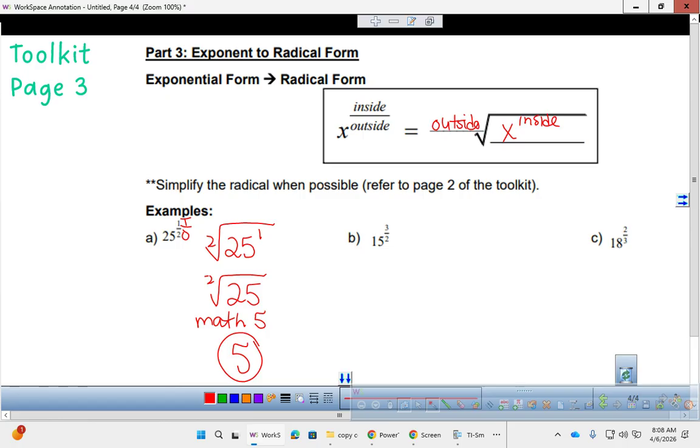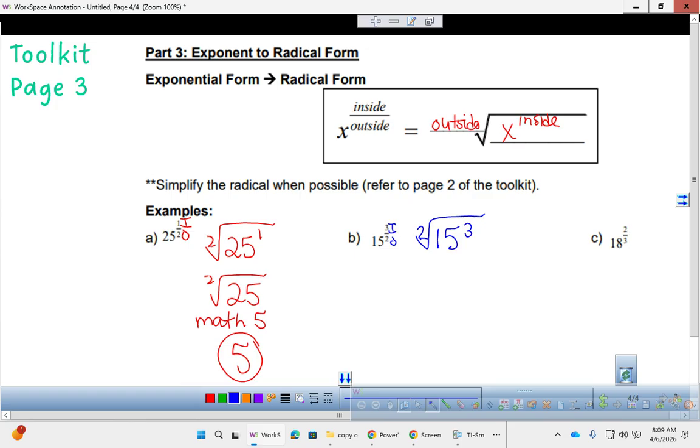I have a problem in what's called exponential form because I'm looking at exponents. That specific exponent is a fraction. If your exponent is a fraction, that means that you have a root. With this root, the outside number is the denominator. So this is another square root. The inside number is the numerator. So I'll keep the 15, the base, on the inside, and I will give it an exponent of 3. I'm going to evaluate 15 to the third power, right?